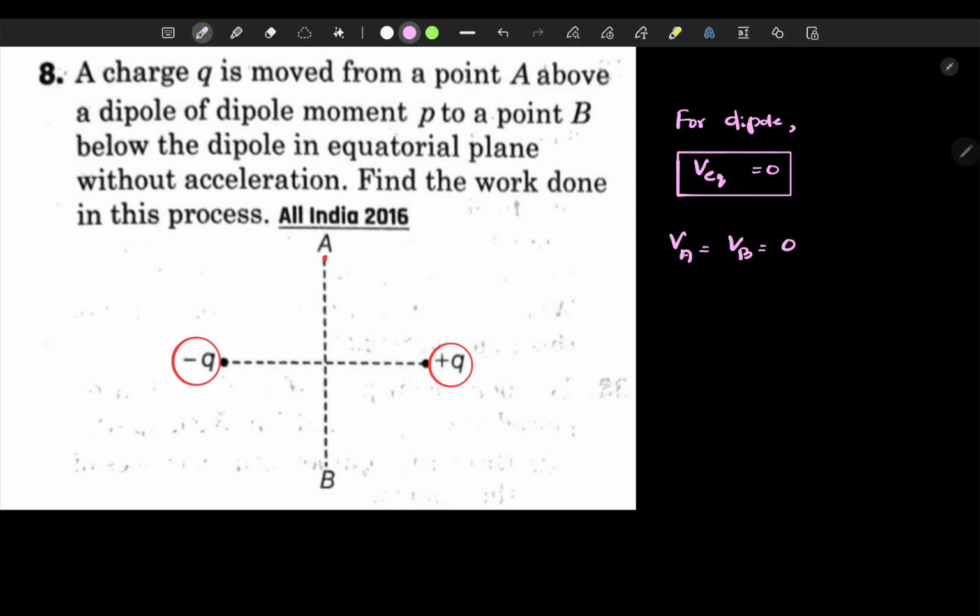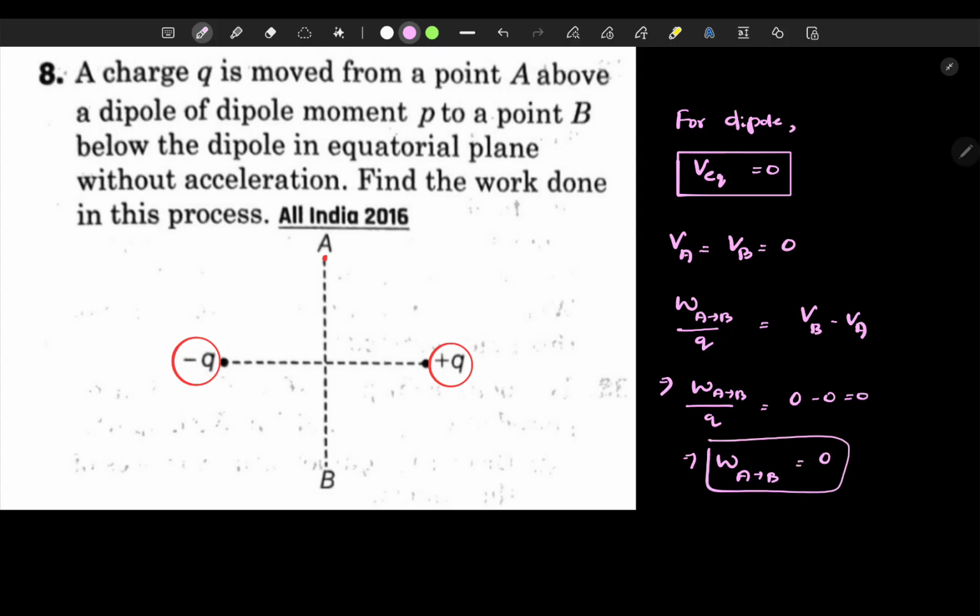The question is asking to find the work done in this process. A charged particle is moving from A to B. So we know the work done in moving the charge from A to B divided by that charge which is moving is equal to VB minus VA, as per the potential difference formula. The question is asking about the work done. So W A to B divided by Q is equal to VB minus VA, which is 0 minus 0, that is 0. So the work done in order to move the charge from A to B is equal to 0. Yes, it is a very simple question.